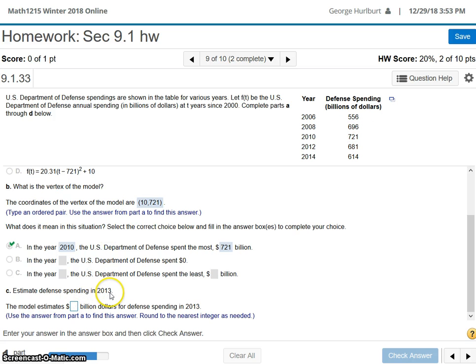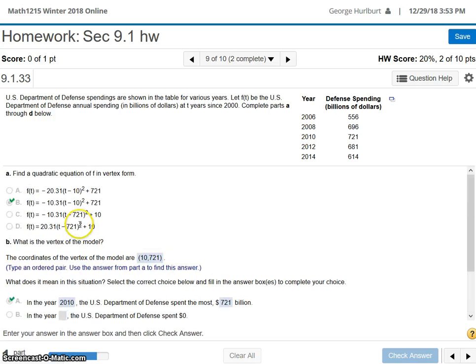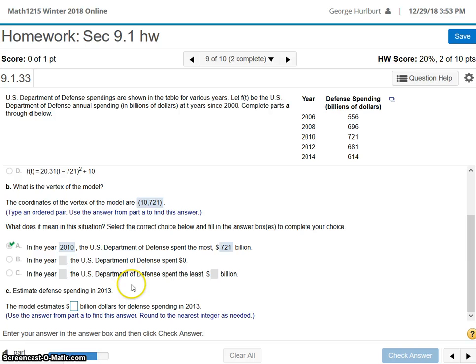Estimate defense spending in 2013. I don't have a calculator with me, so all we would do is take 13 and plug it into this formula right here and work it out. So I'll let you deal with that part.